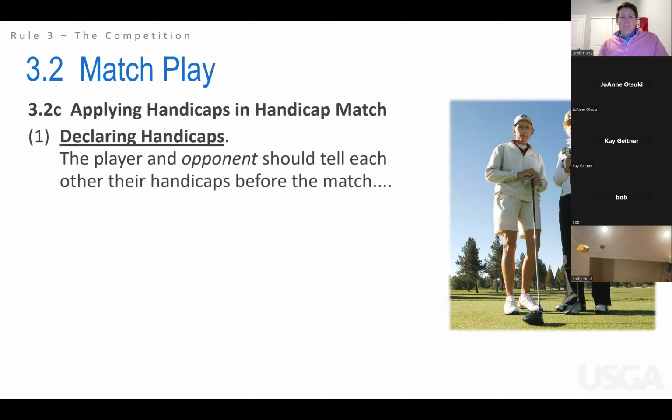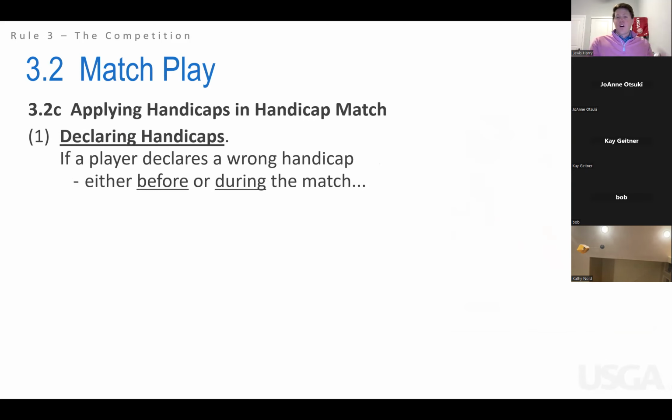We'll talk a little bit now about match play with handicaps. We'll talk about net match play. I know some of us play this form of play quite frequently when we're using handicaps in a match to compete with somebody. Before a match starts, the player and the opponent should tell each other what their handicaps are before the match starts. It's good to know either how many strokes you're getting or your opponent's getting, or how those strokes line up with each other before the match begins.